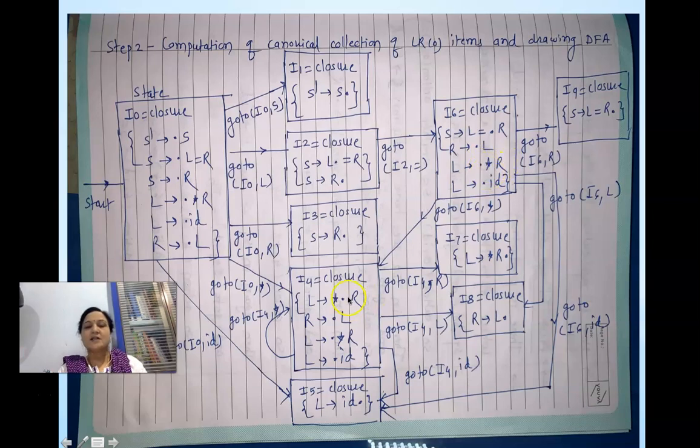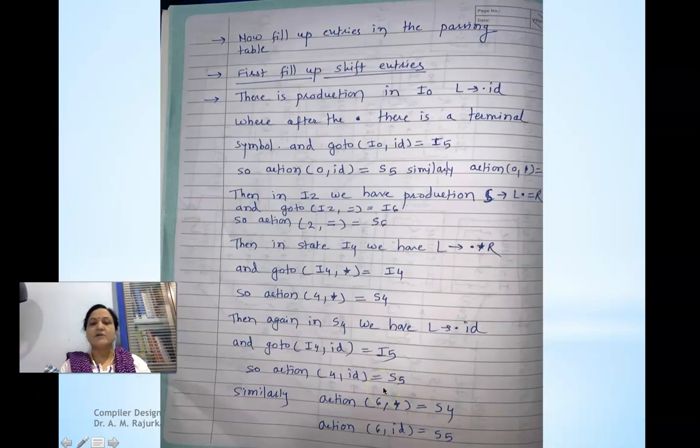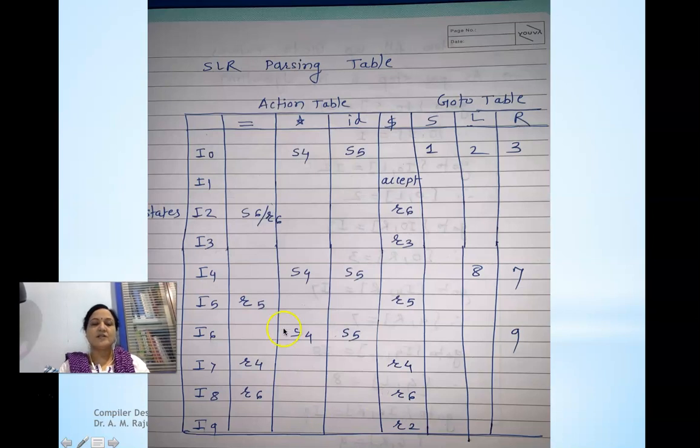Star dot R in I4 means we have a transition from I6 on star to I4, and I6 comma ID is going to I5. So that leads to shift entries: 6 comma star is S4, 6 comma ID is S5.